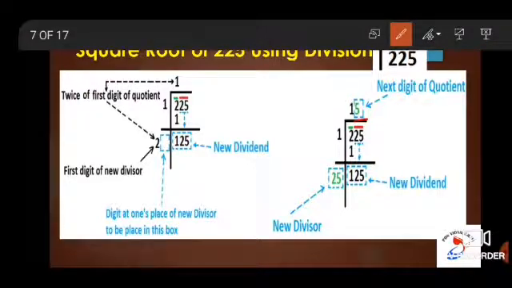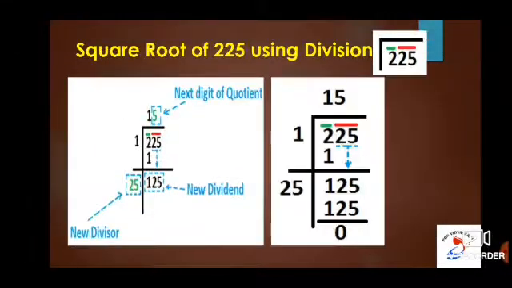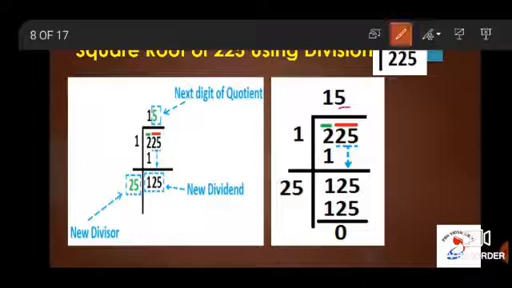Now you forget this 1, don't consider this 1. Now take this number 25 and take this number 5. See what is 25 into 5. 25 into 5 is nothing but 125. So you will write it as 5 into 25, that is equal to 125. So 5 multiplied by 25 equal to 125. On subtracting this, your remainder will be 0.